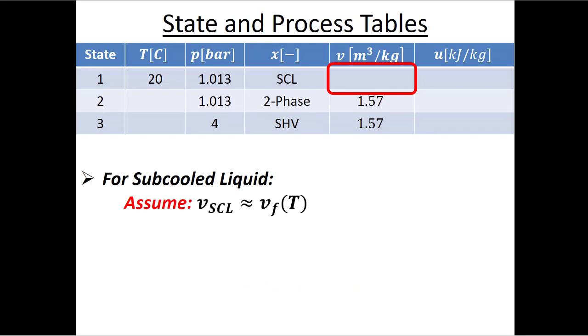So now what I want to do, remember for subcooled liquids, we're going to make the approximation that the properties are the same as saturated liquids at the same temperature. So the specific volume of my subcooled liquid is equal to Vf at the same temperature, which here is 20 degrees. So I look on my table and I find that this is basically 1 over 1,000. Specific volume for water is usually approximately 1 over 1,000.